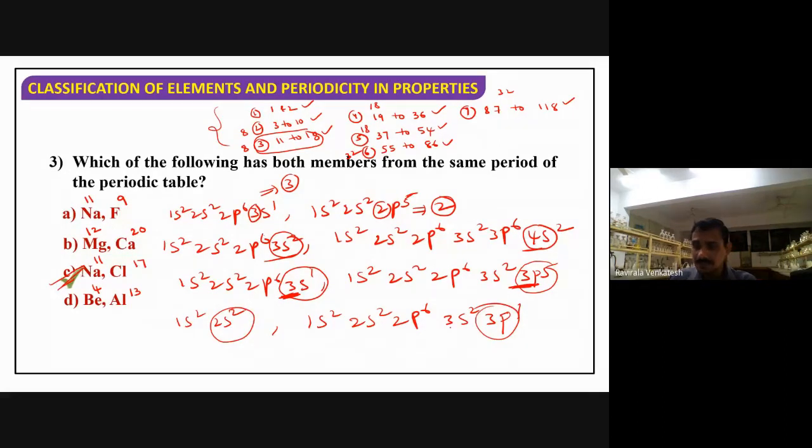Now which one is easy? This one or this one? Tell me, among these two, which one is easy for you? The first one is easy. That is the reason. This is also very simple to remember: 1 and 2, 3 to 10, 11 to 18, 19 to 36. Just by adding 8, 8, 18, 18, you will get that. You need to practice more. These are very important shortcuts to identify elements that belong to the same period, and in some cases the same group also.